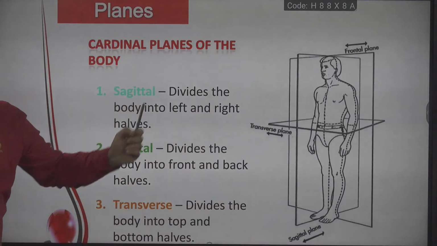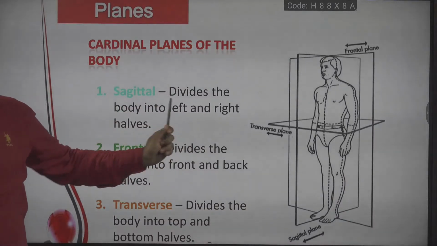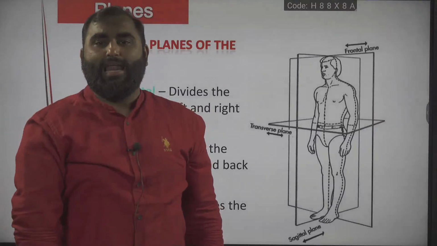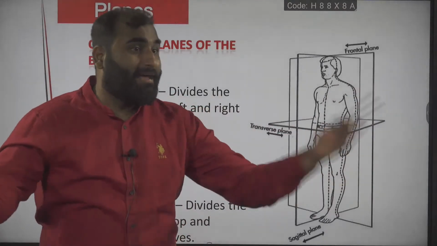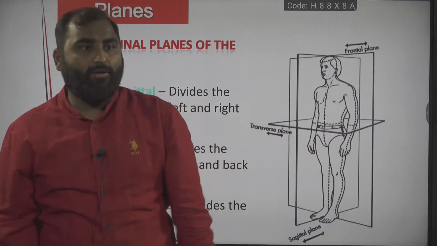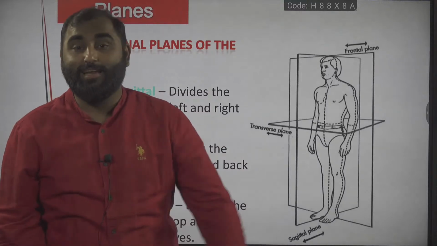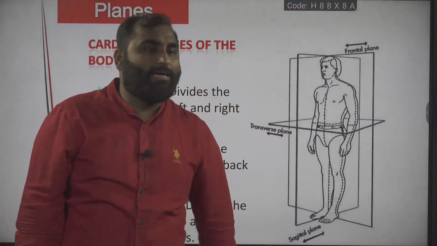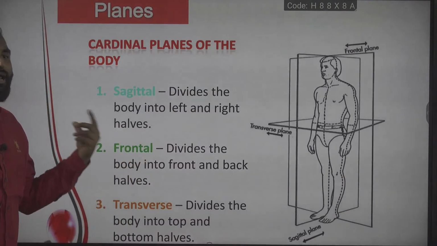Okay? Let's read the definition. The sagittal plane divides the body into left and right halves. So when I cut like this, I am passing through the central axis, dividing the body into two halves, right and left. Am I clear? The median plane is your sagittal plane. Am I clear?